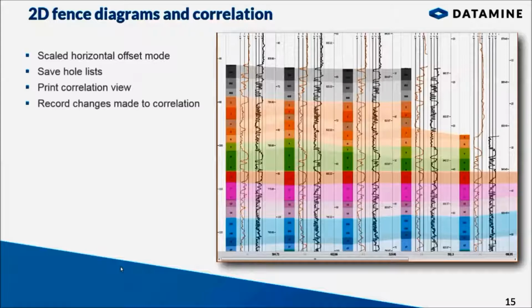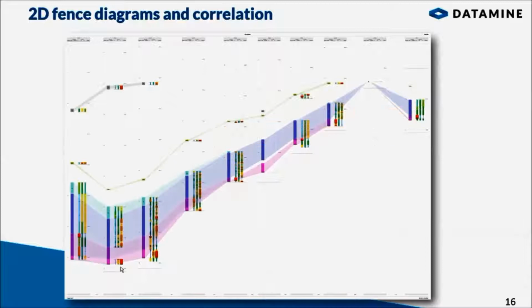And this is just an example of what a print looks like. You can see in this print there is a scaled offset between the different holes that was used to produce this fence diagram.